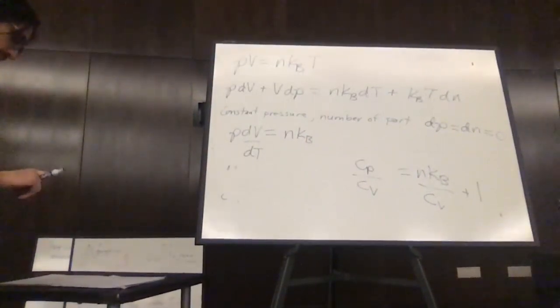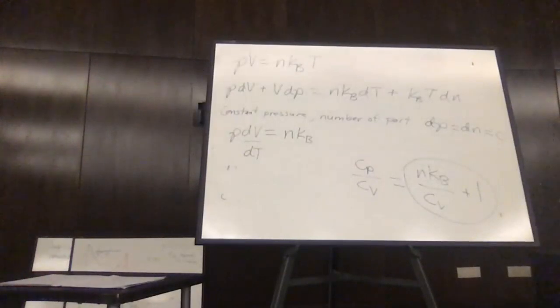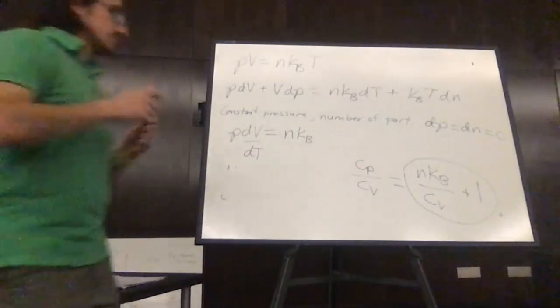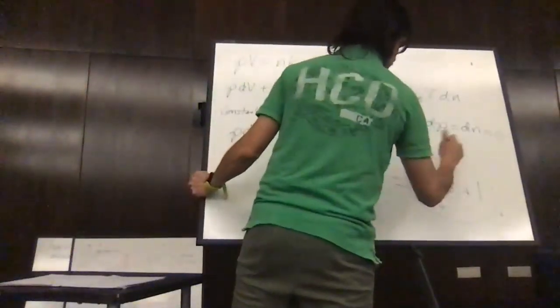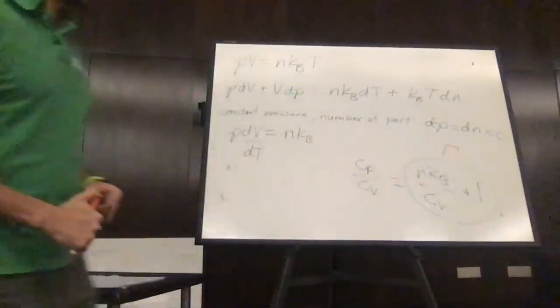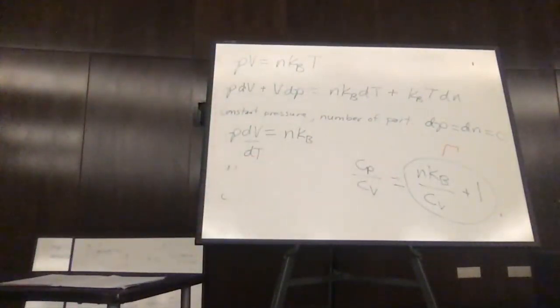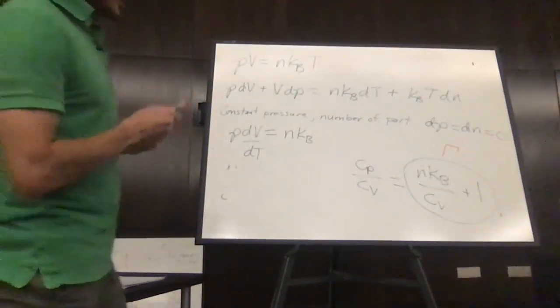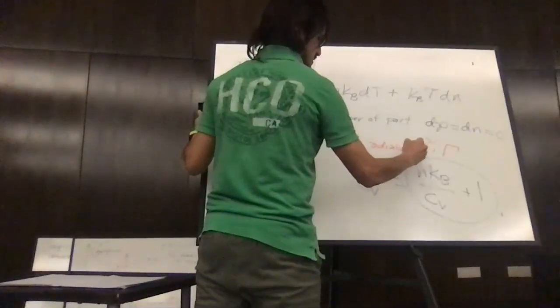So this guy over here, in a lot of places you will see it as small gamma, lowercase gamma. But Weinberg calls it capital gamma. But this is the gamma that we have been using everywhere. So it's actually just the ratio of the heat capacities. This guy, the gamma, is called the adiabatic index.